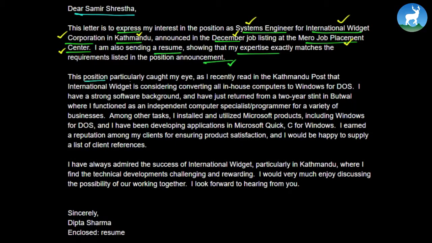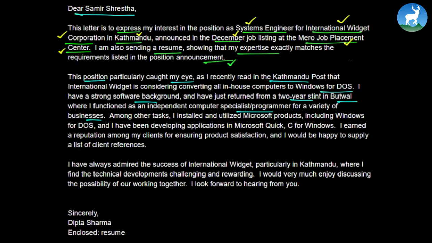Afterwards, this position particularly caught my eye, as I recently read in the Kathmandu Post that International Wizard is considering converting all in-house computers to Windows for DOS. I have a strong software background and have just returned from a 2-year stint in Butwal, where I functioned as an independent computer specialist programmer for a variety of businesses.